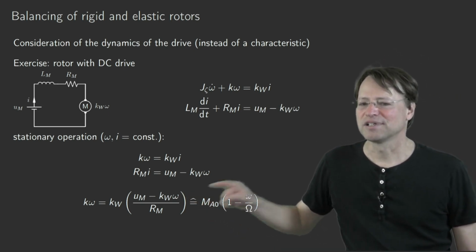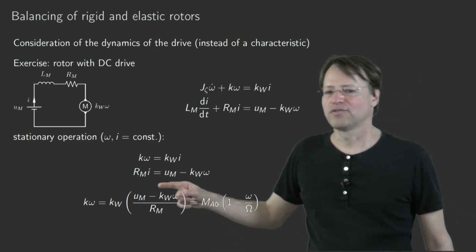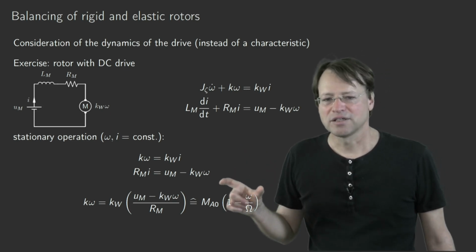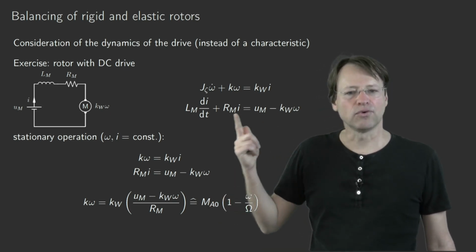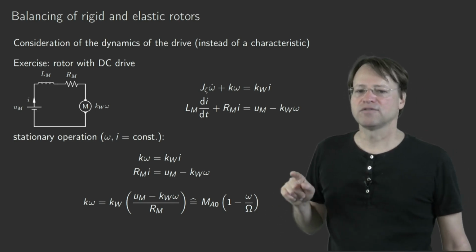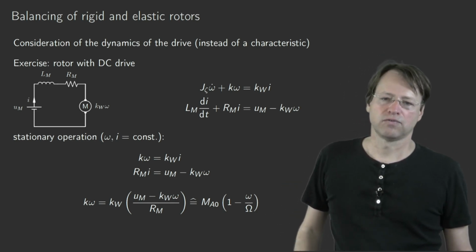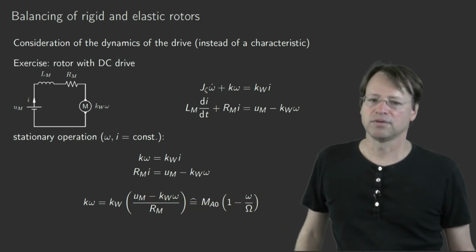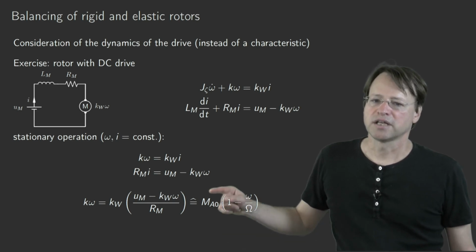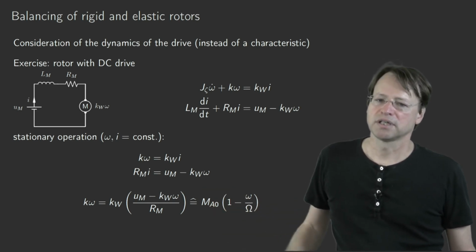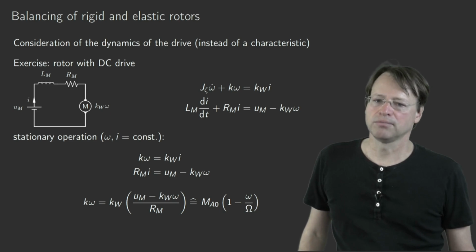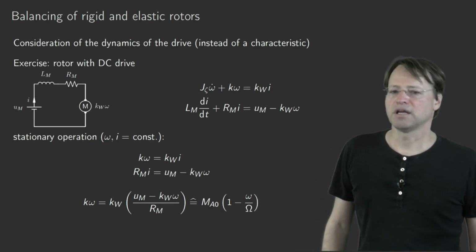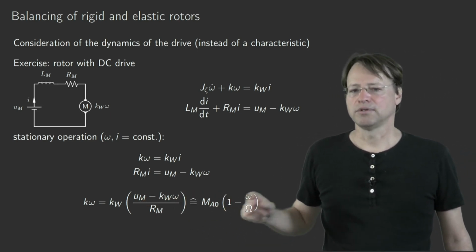If you look at the representation of that function here, and you look where you have your omega, then you find it's represented the same way as what we studied before on the slide. It's a linear falling characteristic for the drive torque. The first term is the constant, UM divided by RM. The second term would represent omega divided by capital omega. So your capital omega would be K sub W divided by R sub M if you take KW for MA naught.